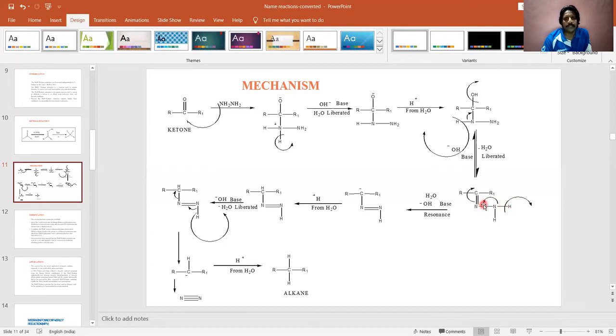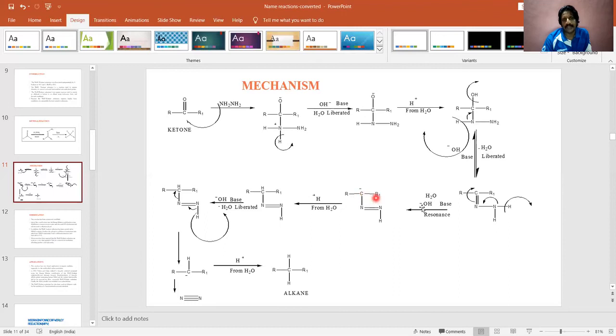Then there is a possibility of a resonance. That means this pair of electron comes over here. This pair of electron can go to the carbon. This is what we want actually. As I said earlier, we want to generate the carbanions. We want to generate anions with respect to carbon atom. That is our purpose, so that only we can add H plus ions. So now, because of resonance, it resulted into the formation of a carbanion. You can look at here.